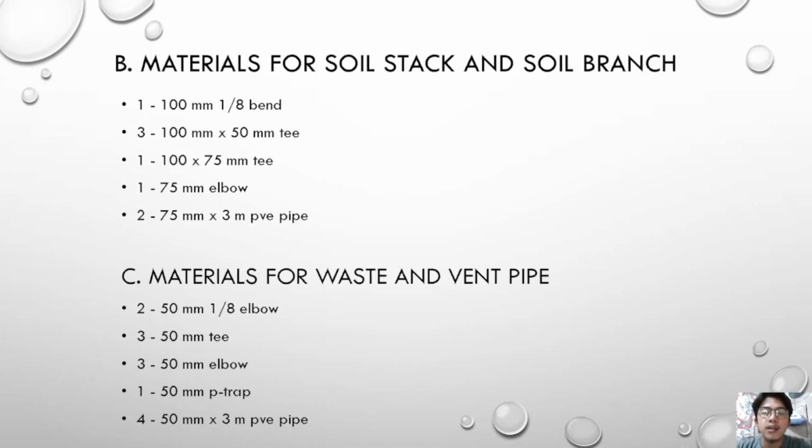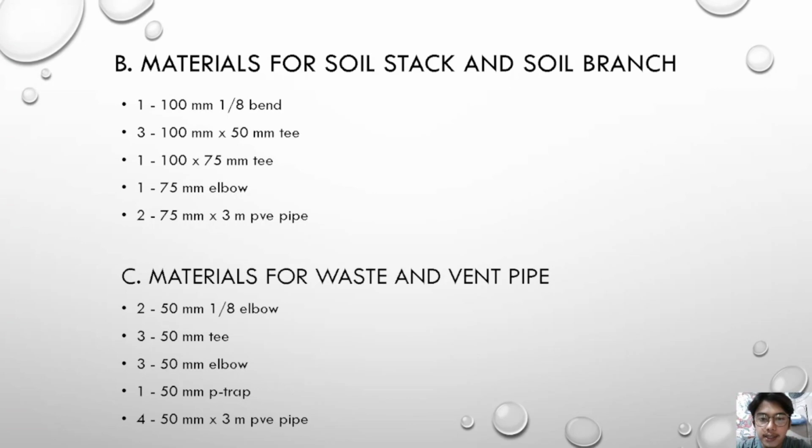Next, materials for soil stack and soil branch. So these are the necessary materials needed for constructing a soil stack and soil branch in a plumbing system. So they include several fittings such as elbows and T's, as well as PVC pipes of varying lengths and diameters. These materials are used to ensure proper drainage and waste removal within the plumbing system. The specific quantities and sizes of each materials will vary depending on the specific plumbing layout and needs.